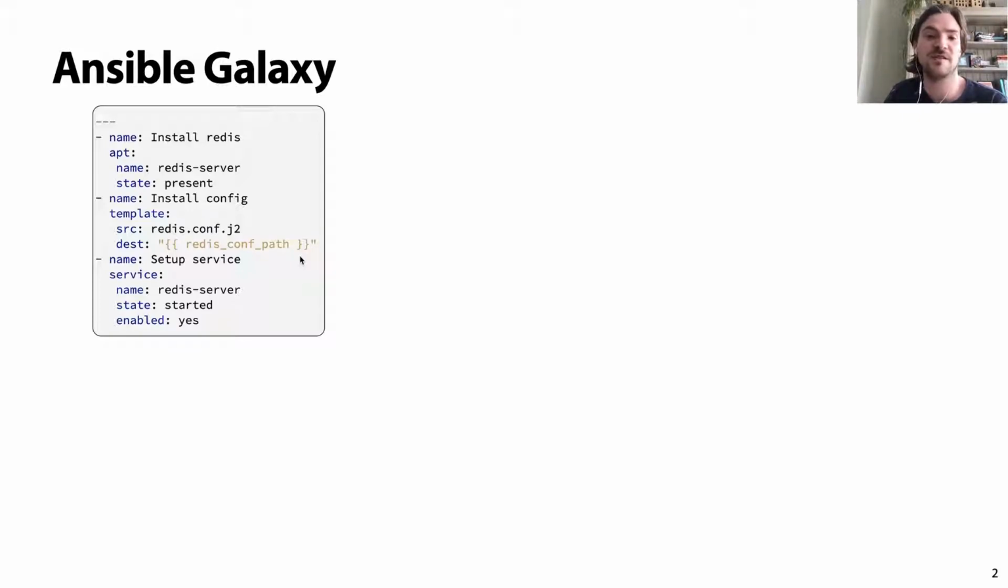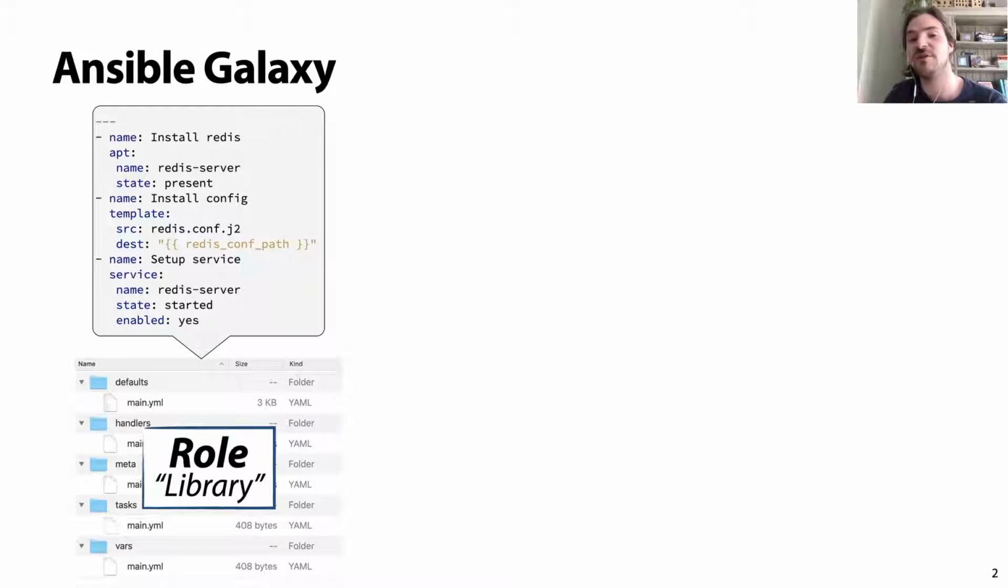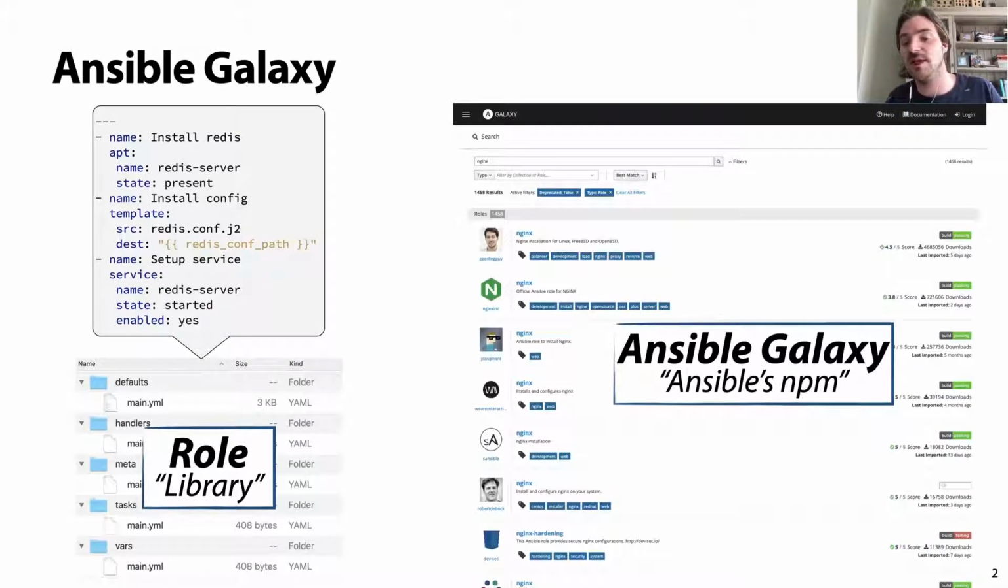But if you make these tasks generic by the use of variables, they can be reused by other people. And to do that, Ansible has this concept of roles. These are really the libraries of Ansible. And these roles can be found in Ansible Galaxy, Ansible's ecosystem. But Ansible Galaxy is quite a novel ecosystem. There hasn't been that much research on it so far.